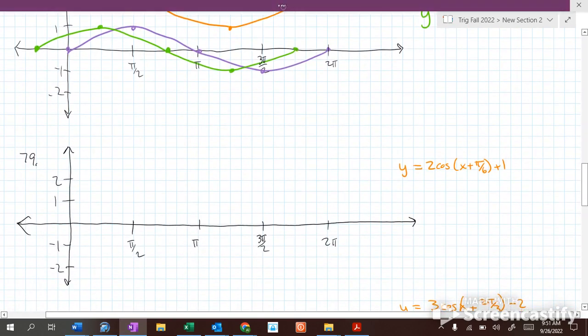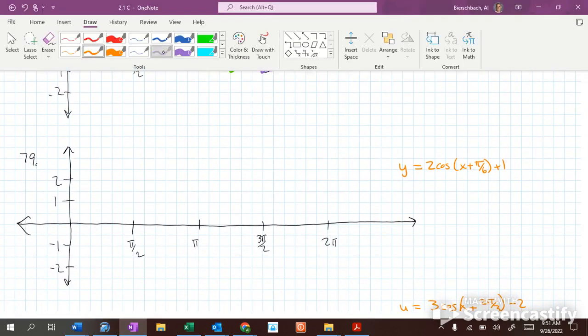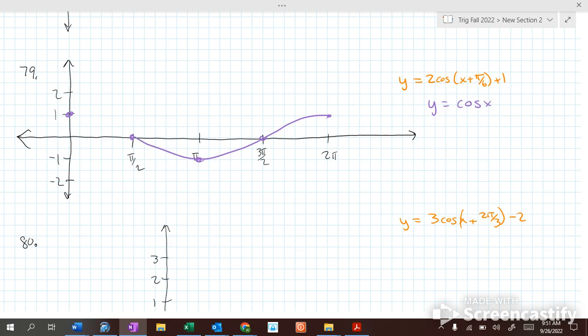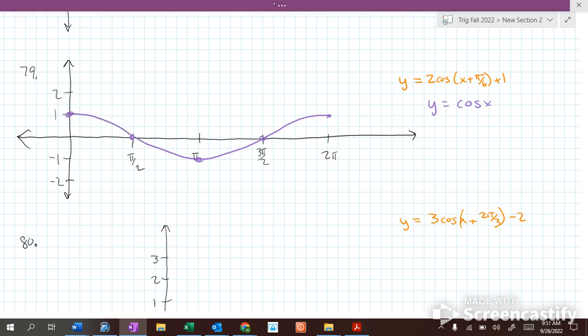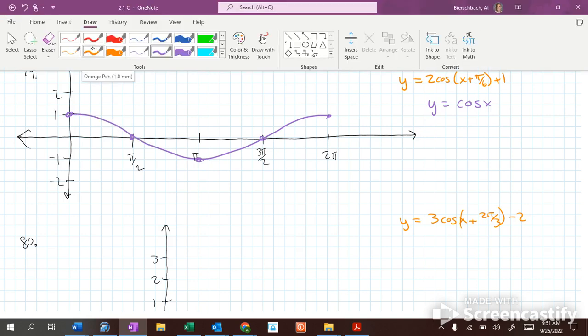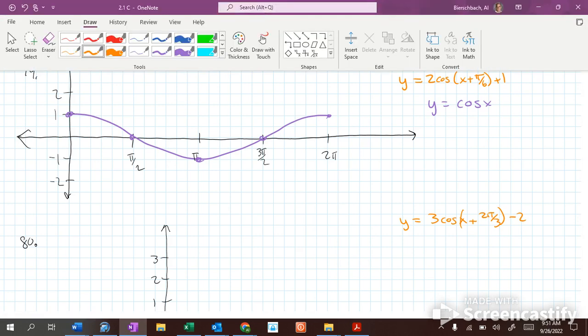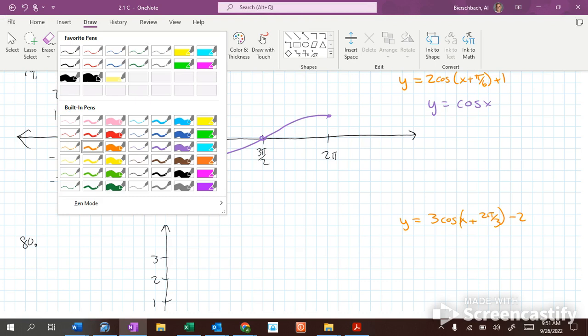Okay. First step on 79. Y equals what? Dale? Cosine of x. 1, 0, -1, 0, 1. Second step. What? Oh, I can't go orange. I have to go another color.